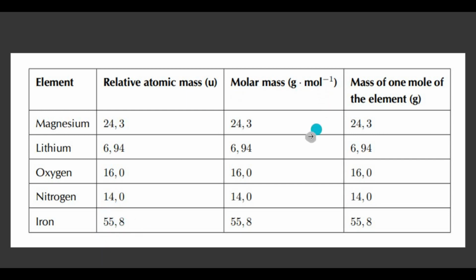Its molar mass is also 55.8, but in grams per mole. And then the mass of 1 mole of iron equals 55.8. Right? Okay, we will look at examples just now.